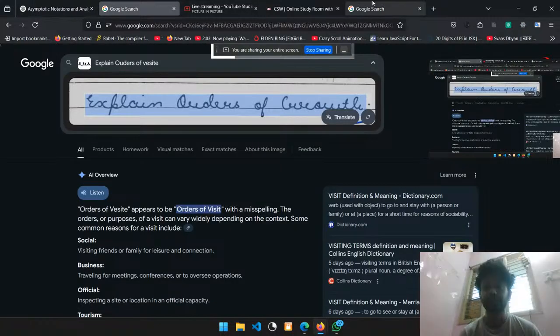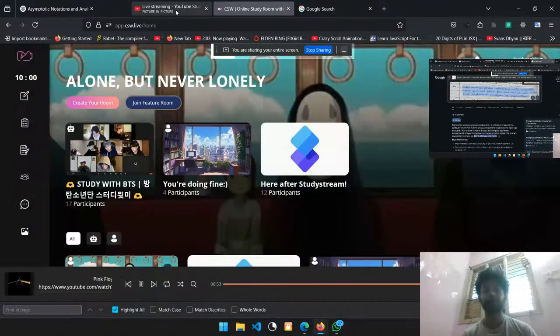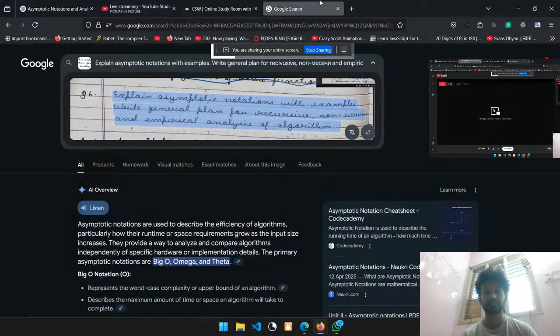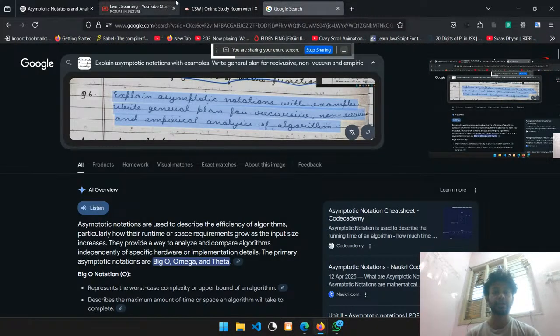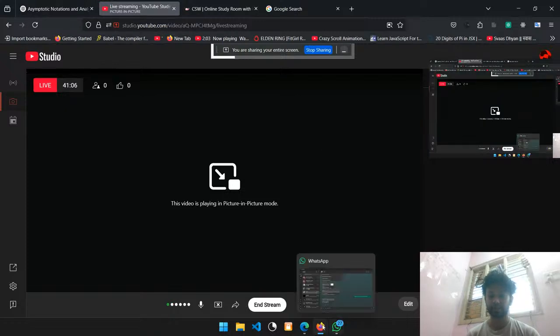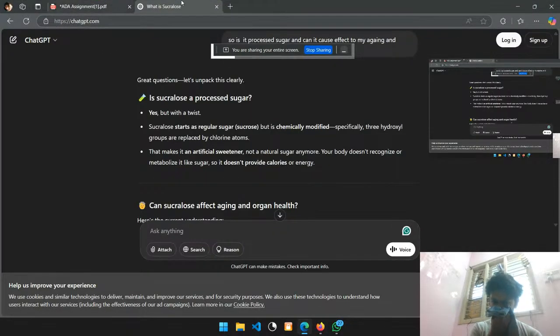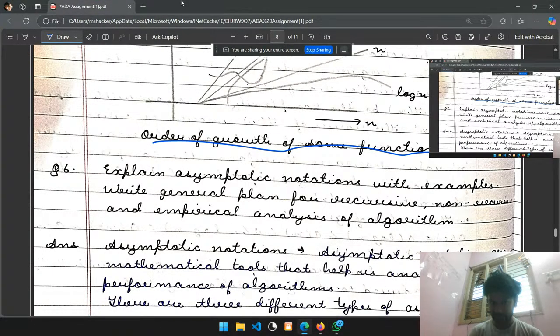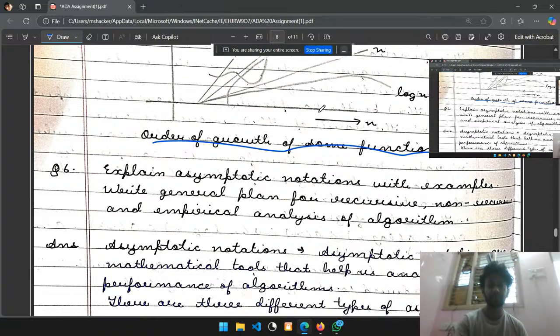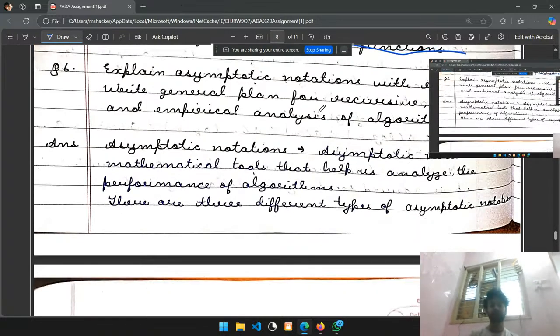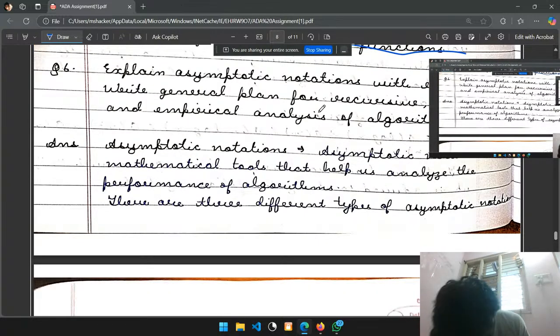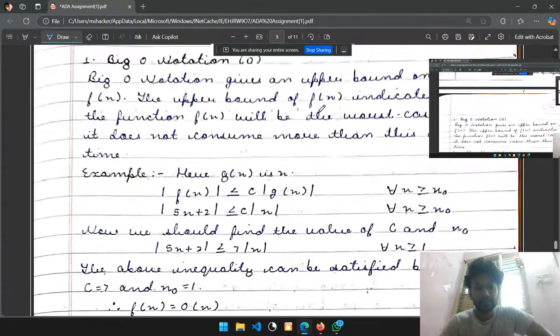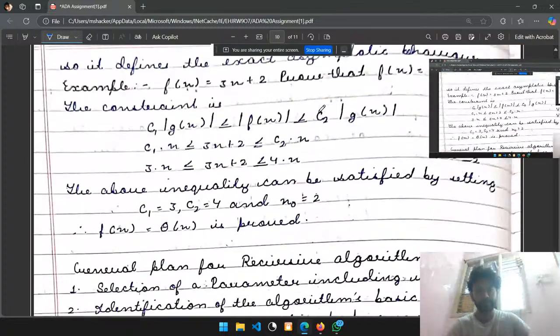So, explain asymptotic notations with examples with general plan. Asymptotic notation, I have no clue what it is. Asymptotic notation or order of growth notation. Okay, big O, got it.